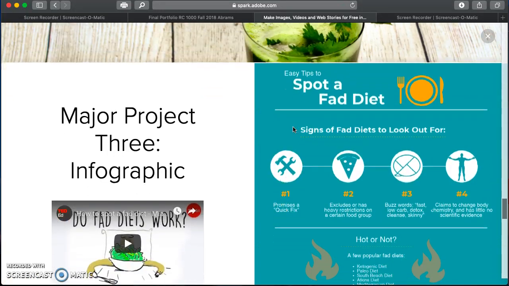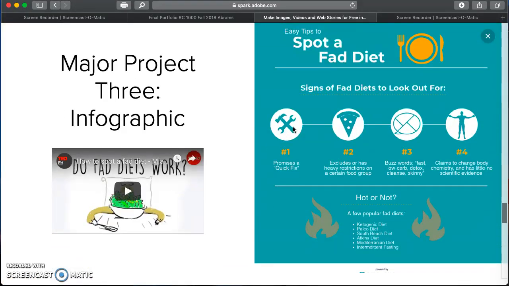So my next major project that I included was the infographic. My infographic was about fad dieting and tips to spot a fad diet. Basically, every fad diet will include most of the things in here, which is like promising a quick fix, excluding a certain food group, buzzwords that catch the audience's attention like fast, low carb, detox, skinny, and it claims to change body chemistry and basically magically make you lose weight in a matter of months, days, weeks.